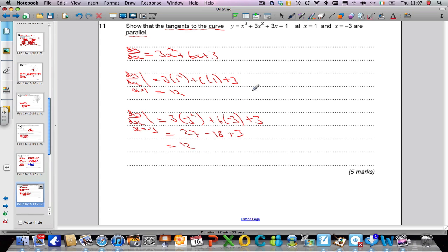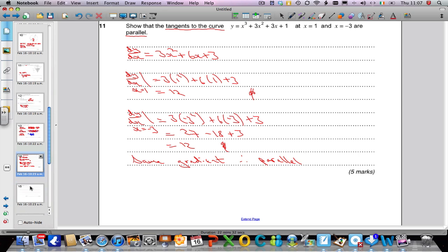So you'll notice that the gradients are the same. Same gradient, therefore parallel. God, my writing is shocking today.